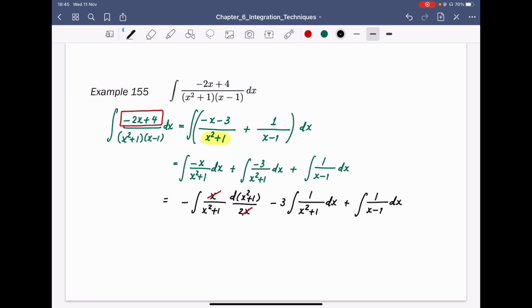So now I am ready to integrate. I'm going to integrate the whole equation here. So I'm going to get negative 1/2 log absolute x squared plus 1. Technically, because x squared plus 1 is always positive, you can use the parentheses here, and then minus 3 times arctan x, right? Because this is just the formula for integrating 1 over x squared plus 1 to get back arctan x, and then plus log absolute x minus 1 plus c. All right, this is going to be the answer for question 155. So let's move to the next one.